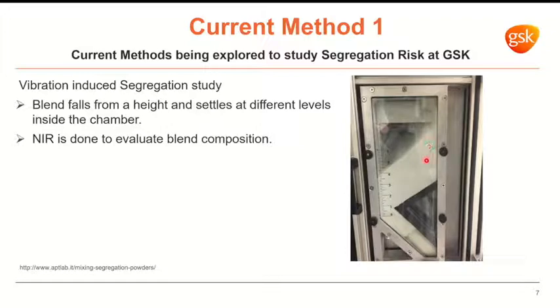So the fall of the particles is going to result in segregation, and they're going to settle at different heights on this slope. After the particles have settled, NIR, which is a method to detect the blend composition, is done by taking samples of these particles at different regions, and the NIR is going to tell the segregation intensity or the segregation risk of the particles in this chamber. So that is one method to study segregation.